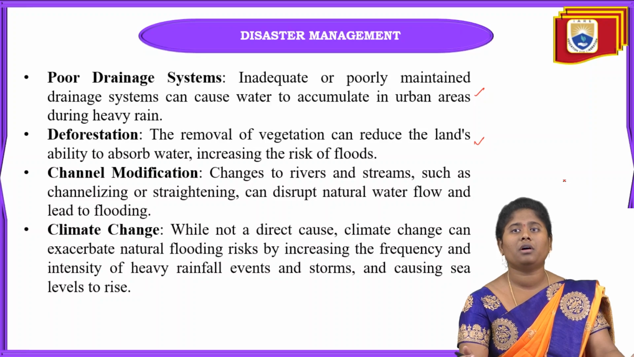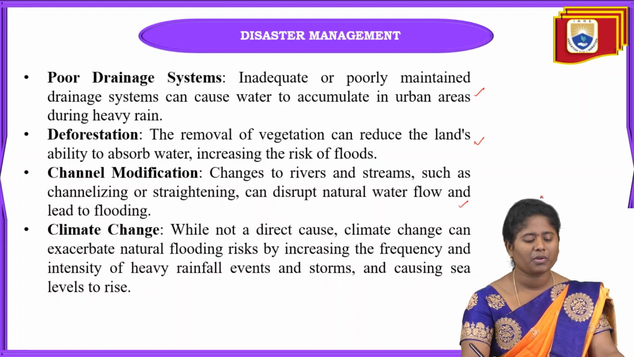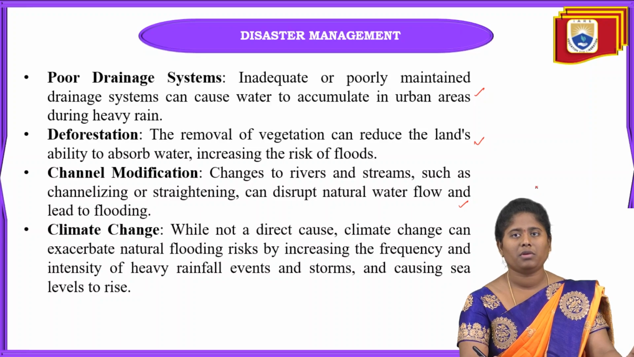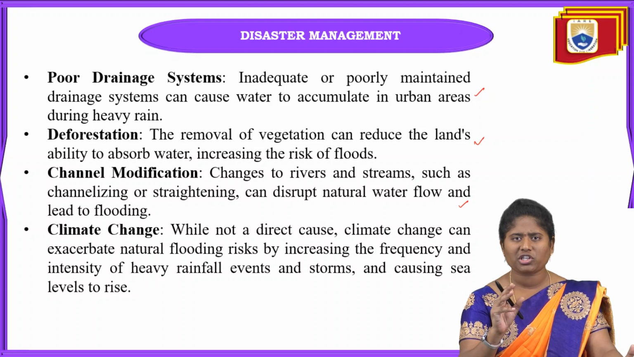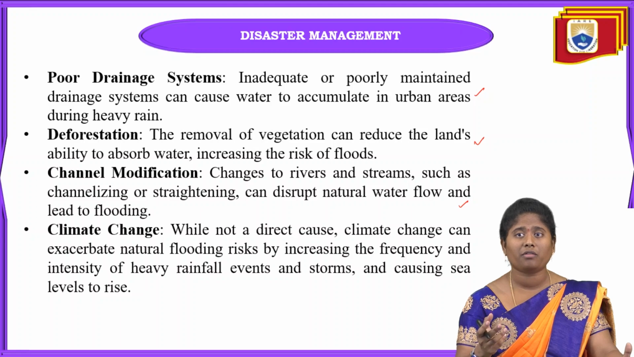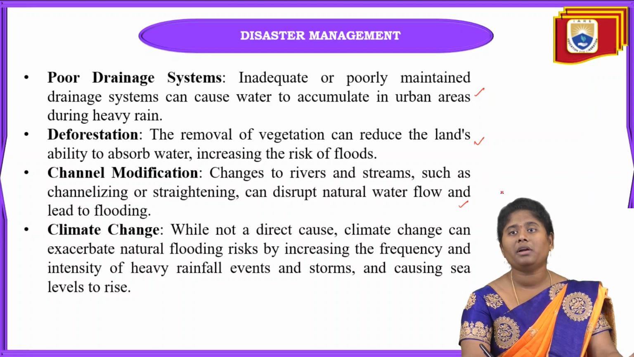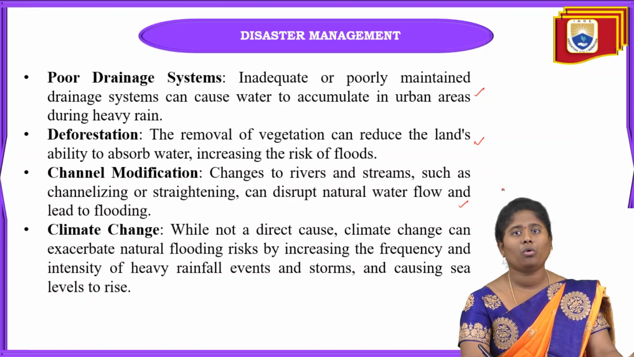Because of the removal of vegetation, means removal of trees and small plants, that can easily reduce the land's ability to absorb water, and that will increase the floods here. Coming to the next one, that is channel modification. Means changing the patterns of rivers and streams. Why? Because channelizing and straightening of rivers can disrupt the natural water flow. That can only lead to floods here.